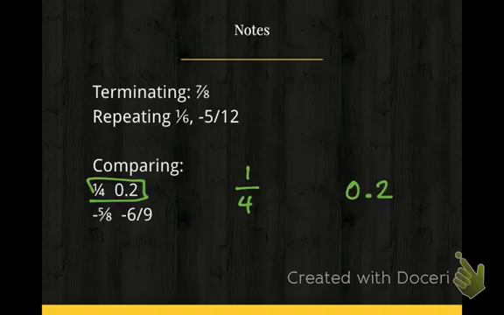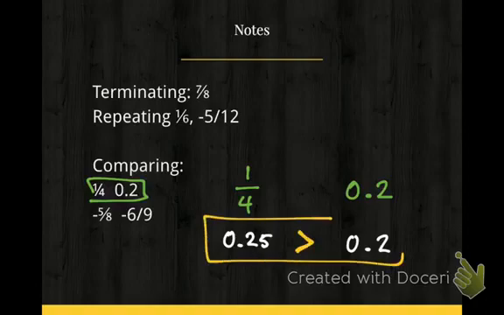So if I take 1 divided by 4 in my calculator, and some of you might know this one already, 1/4 is 0.25. Now if I compare these, it's pretty easy to see that 0.25 is bigger than 0.2. So I can compare those with a greater than sign, and this would be my correct answer here to compare those two.